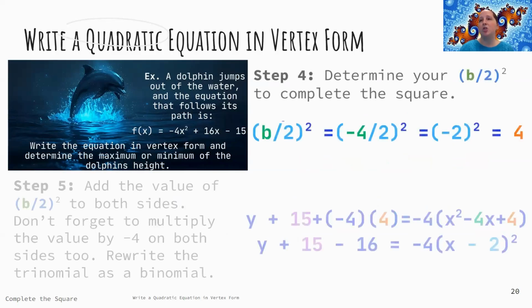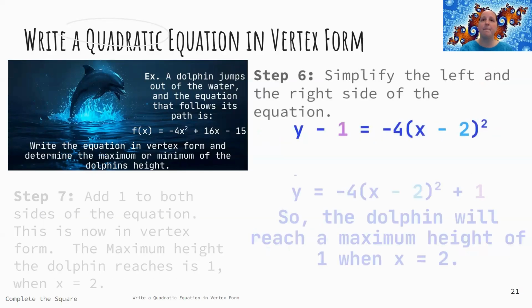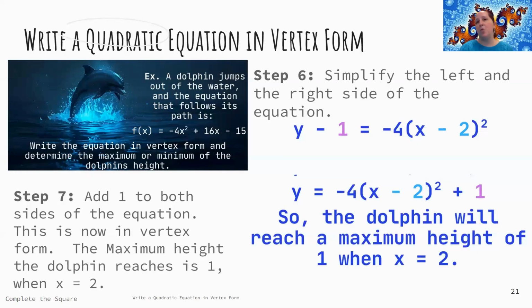Then I can determine my b divided by 2 squared. So b in this case was -4. -4 divided by 2 is -2. -2 squared is +4. I add that value to both sides of my equation, remembering that I factored out a -4, so I have to multiply the left side of my equation by a -4 as well. So I have y plus 15 plus -4 times 4 equals -4 times x squared minus 4x plus 4. That -4 times 4 becomes -16, so I'm going to simplify. Okay. So I get y minus 1 equals -4 times x minus 2 squared.